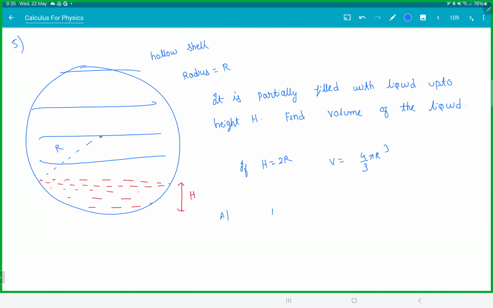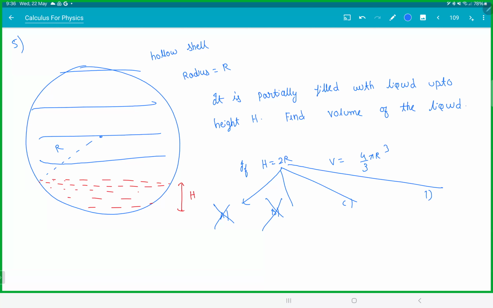That means in the 4 options which you have, if you substitute h is equal to 2r in all the 4 options, whoever does not give 4 by 3 pi r cube is wrong. Making sense? I don't know which is the answer, but I know which ones are wrong. That is the whole concept of guessing. While guessing, you can never find the right answer. You can find the wrong answers.